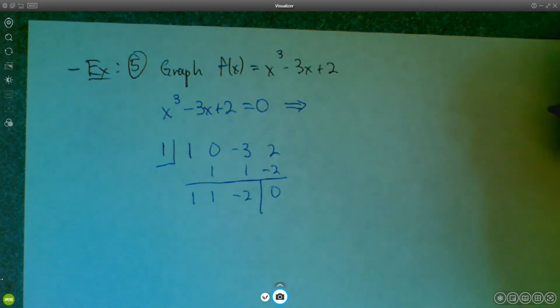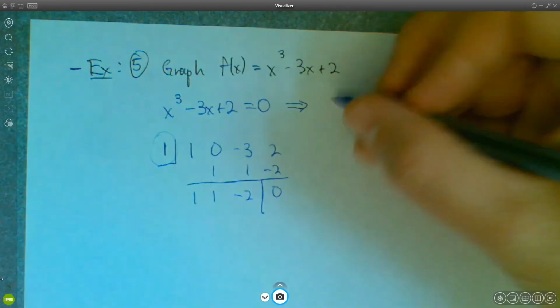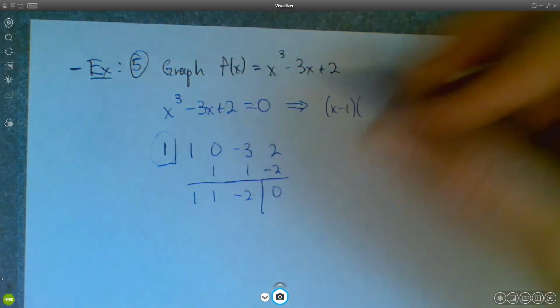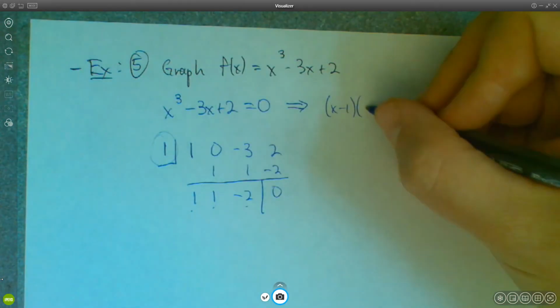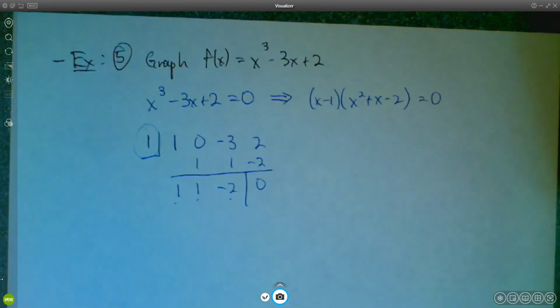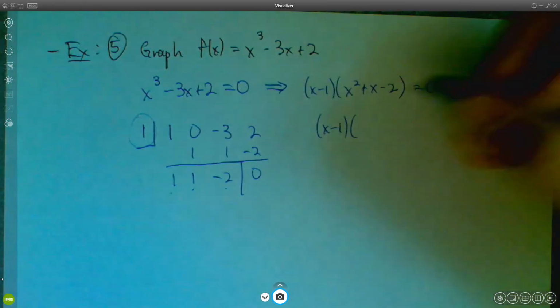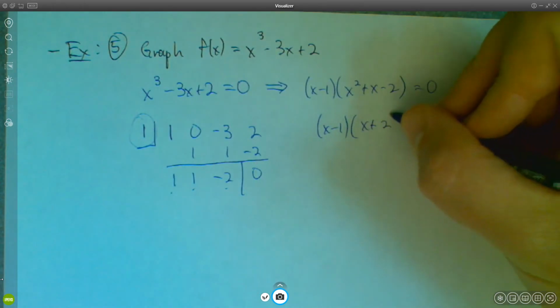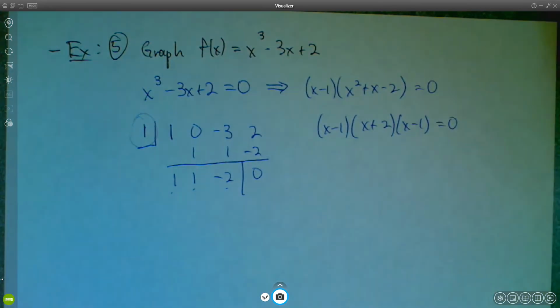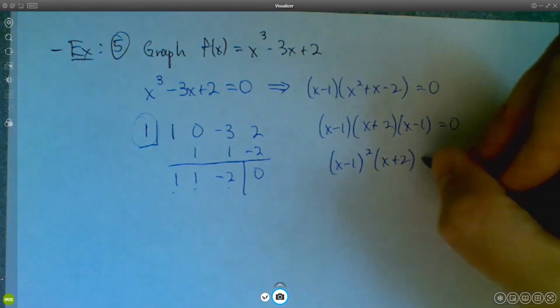Okay? But anyway, now I can say the factorization must be x minus 1 times x squared plus x minus 2. This little piece I can factor a little bit easier. I've got x minus 1, x plus 2, and x minus 1. Ooh, interesting, right? Because I have an x minus 1 with multiplicity 2 times x plus 2.